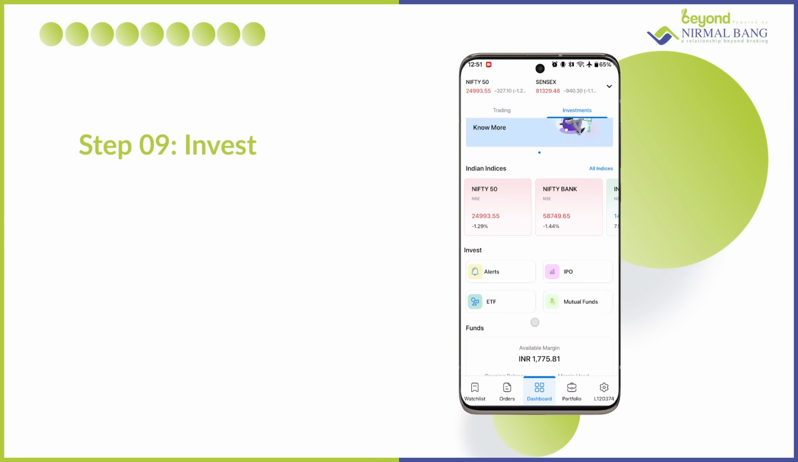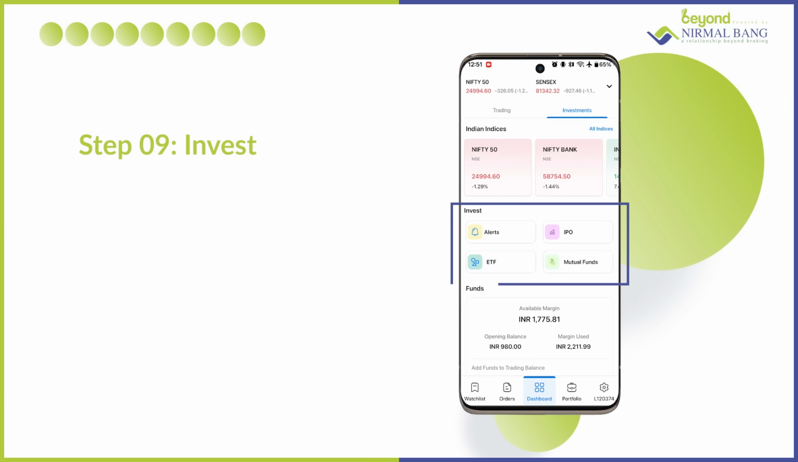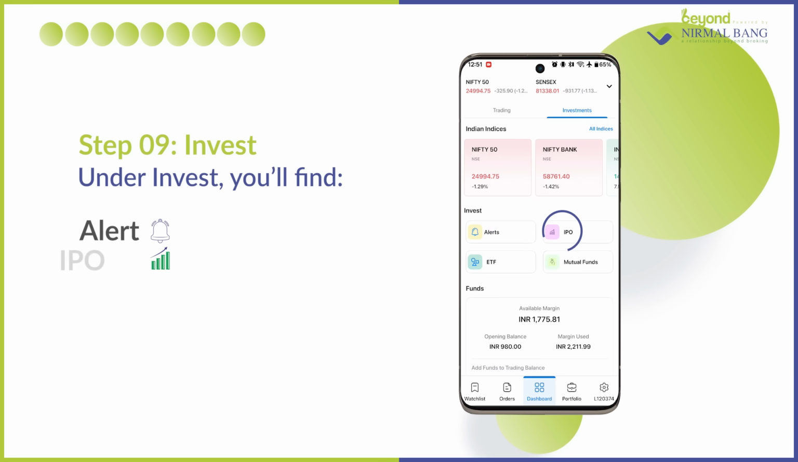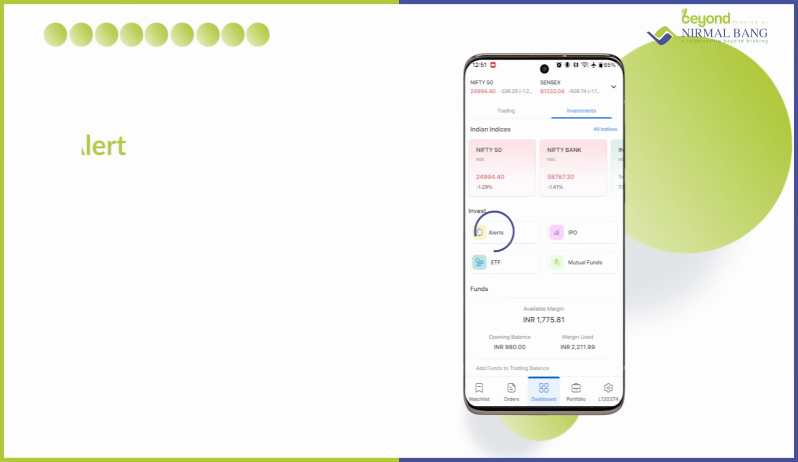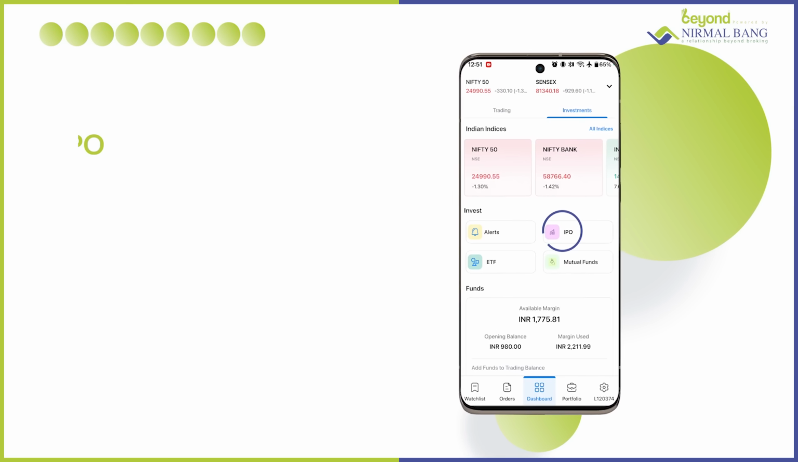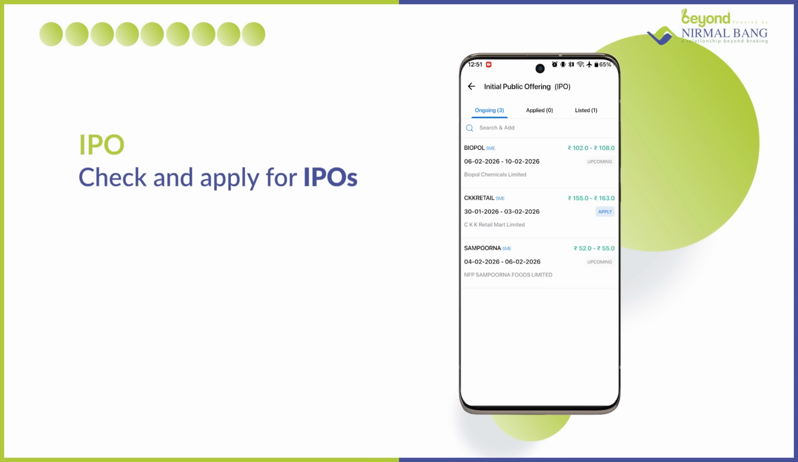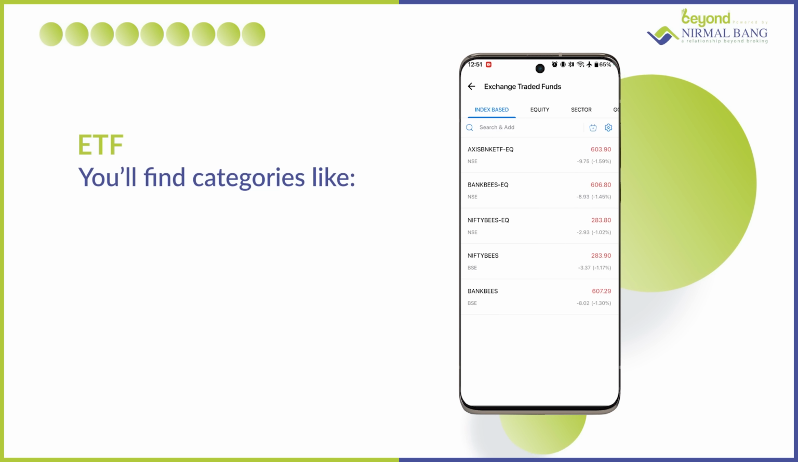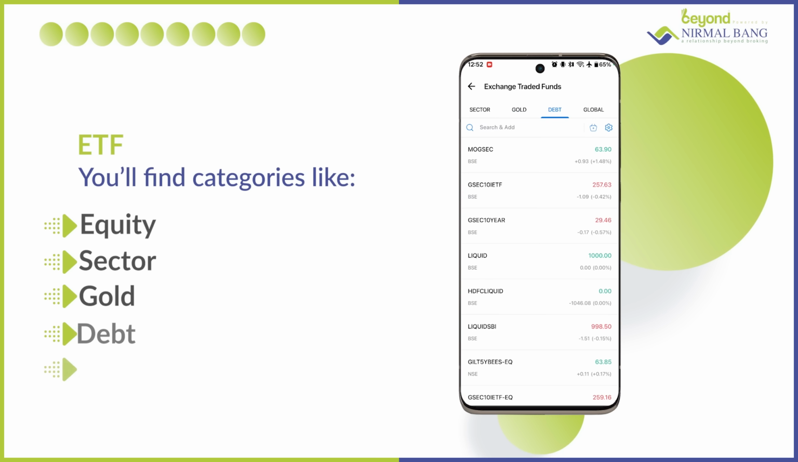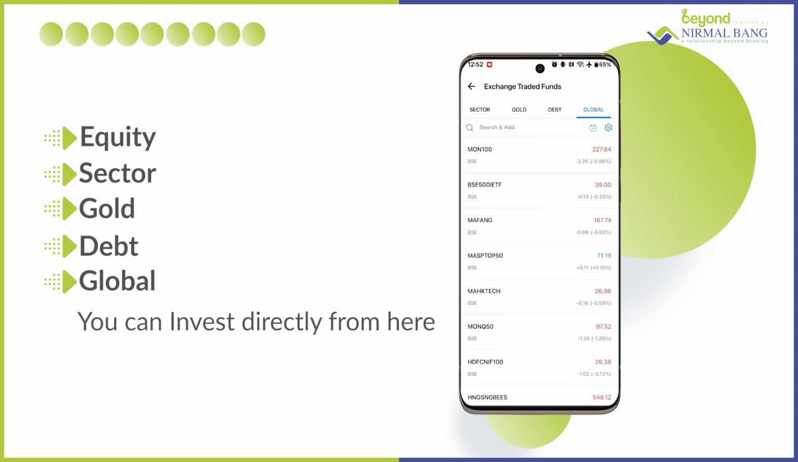Step number 9. Now comes the invest section. Here you will find 3 options: alert, IPO, ETF. Alert, where you can set price alerts as per your preference. IPO, you can check ongoing IPOs and apply directly from here. ETF. In ETFs, you'll find categories like equity, sector, gold, debt, global. You can explore and choose based on your investment strategy.